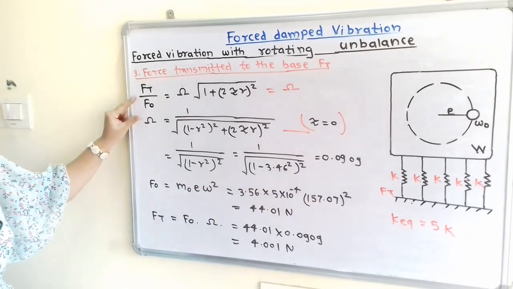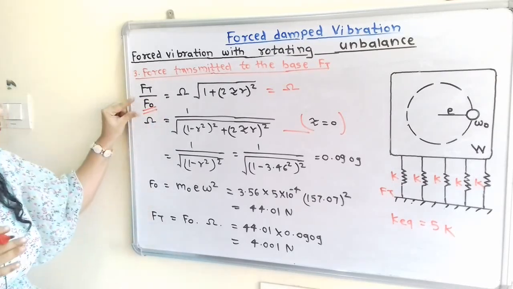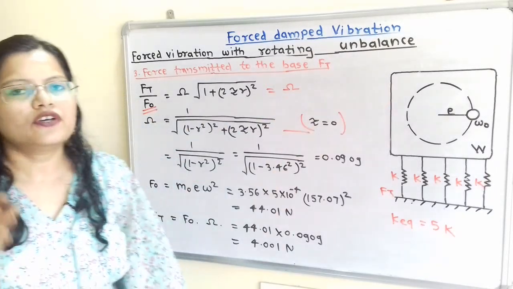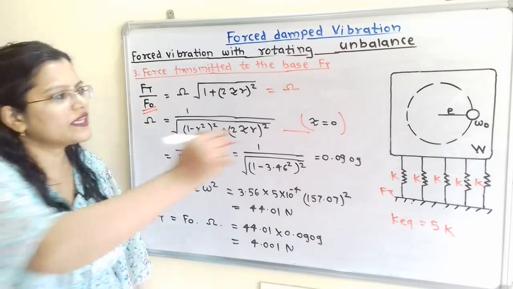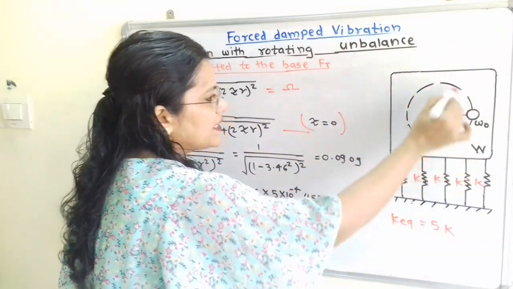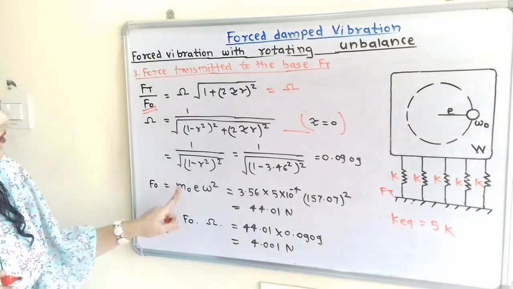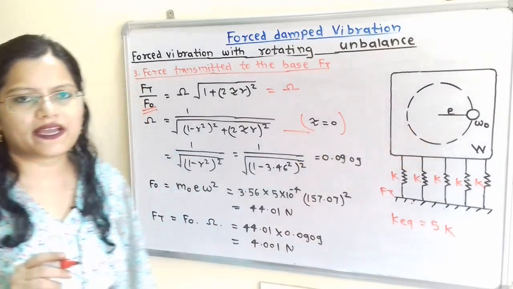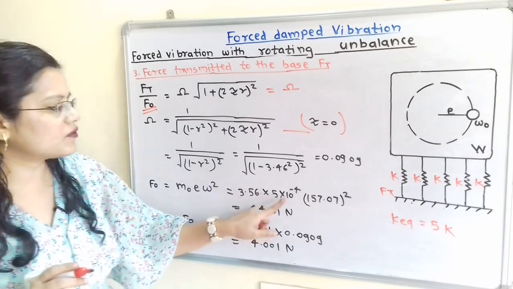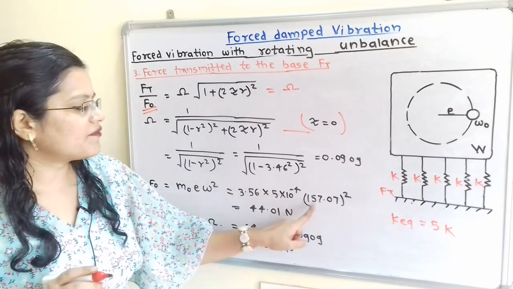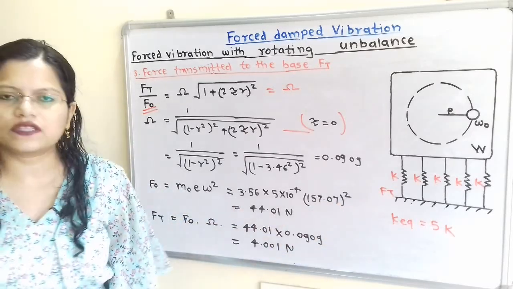Now we will find out this value of Fo. So this Fo is the force impressed on the system. So this is the harmonic excitation force, and this is due to the unbalanced mass rotating in the system. So how to calculate this Fo? That is equal to m0 E omega square. So m0 we have calculated 3.56, E is 5 into 10 raised to minus 4, and omega 157.07 bracket square. So Fo is 44.01 Newton.